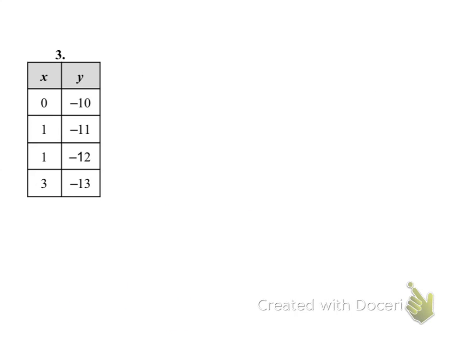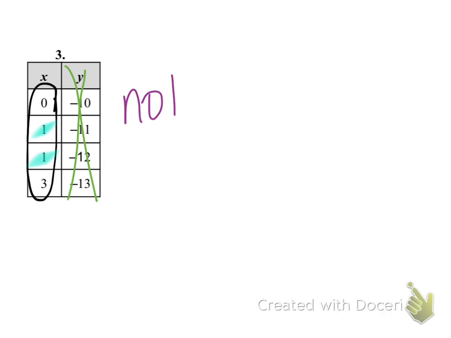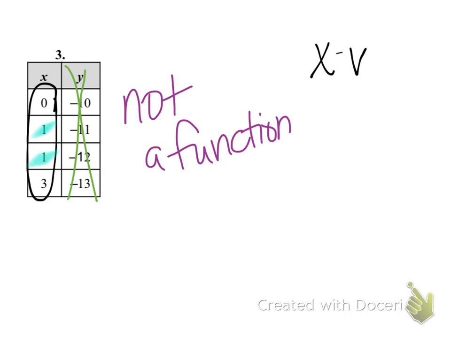So let's look here. Now you can see I'm not looking at the y column at all. I'm only looking at this. Are all the x's different? No. Why? I have a 1 here and a 1 here. Therefore, this is not a function. The only thing that you're looking for is the x value. Your main focus here is going to be looking at the x value. The x value cannot repeat for it to be a function.